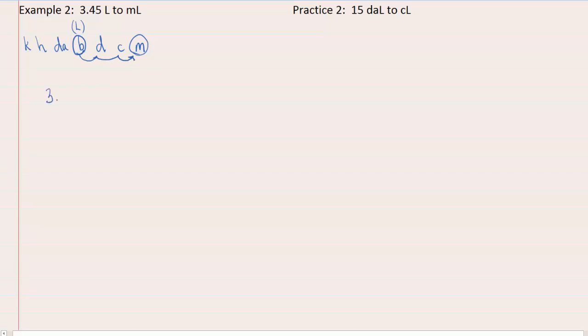So if we start by writing 3.45 liters, and now we move our decimal place 3 places to the right, or 1, 2, 3, we will need to add in a 0 just as we did when we moved it towards the left. This means our final answer would be 3450 milliliters, or 3,450 milliliters. Now try practice problem 2 on your own. Remember to press pause.